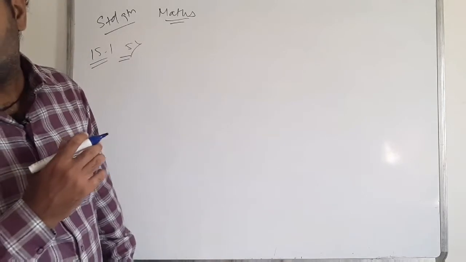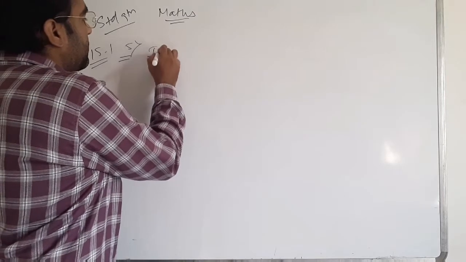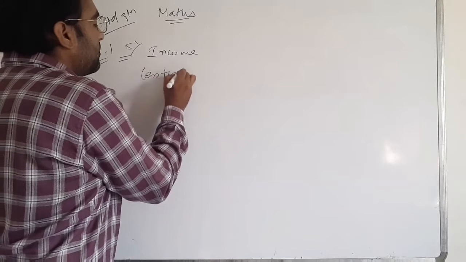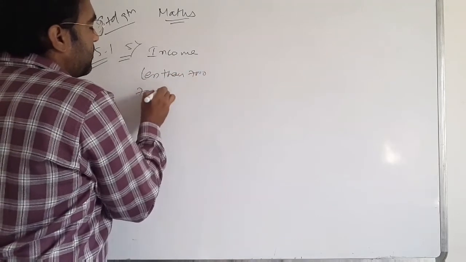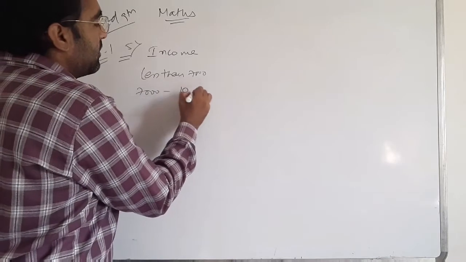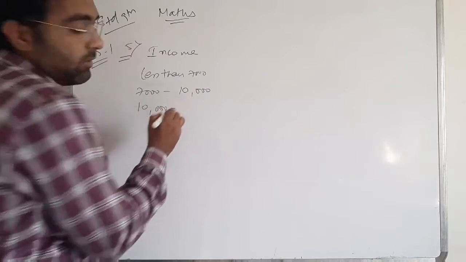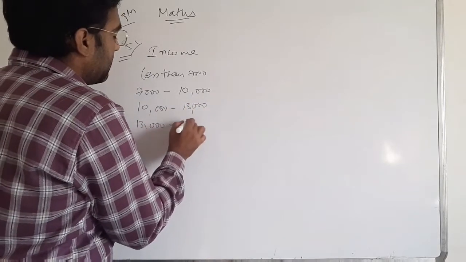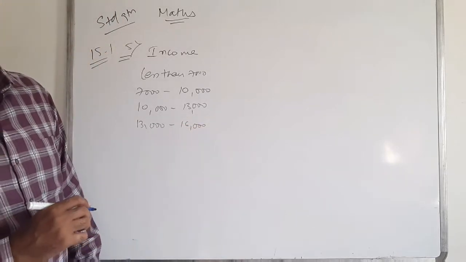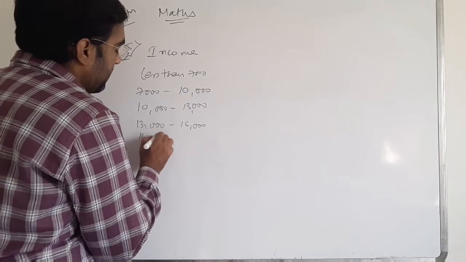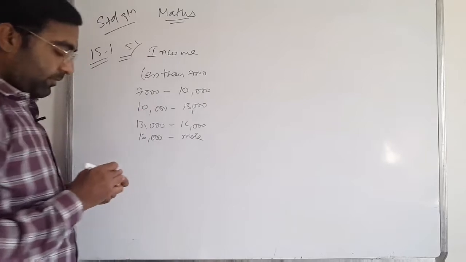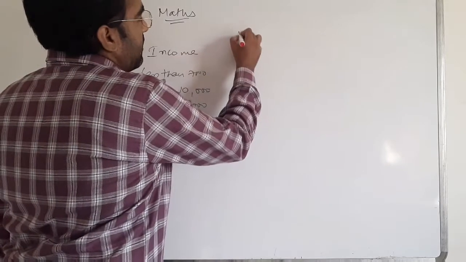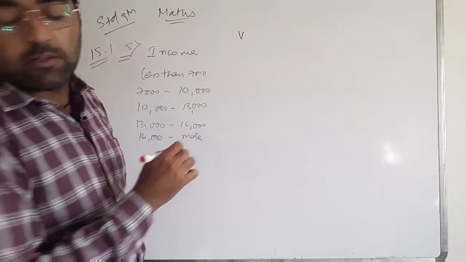I'll draw the table, with monthly income: less than 7,000, 7,000 to 10,000, 10,000 to 13,000, 13,000 to 16,000, and 16,000 or more. Okay, clear? And vehicles per family.